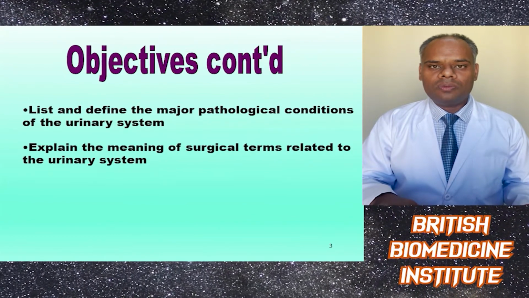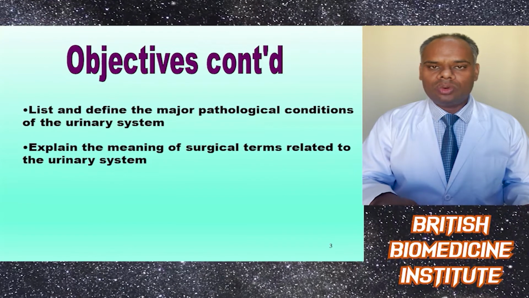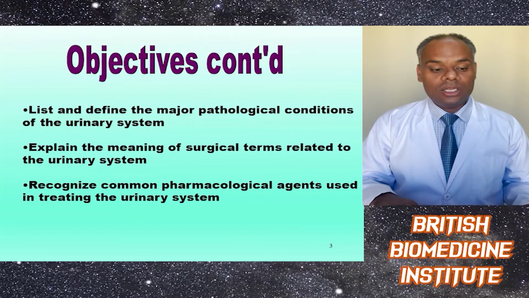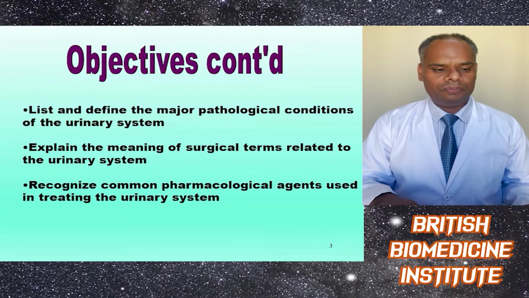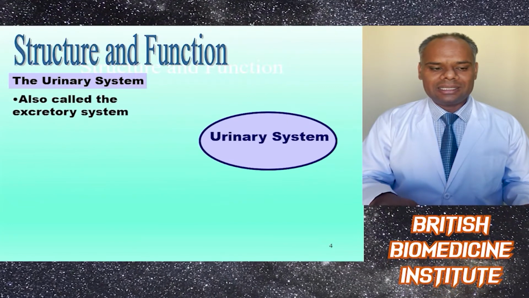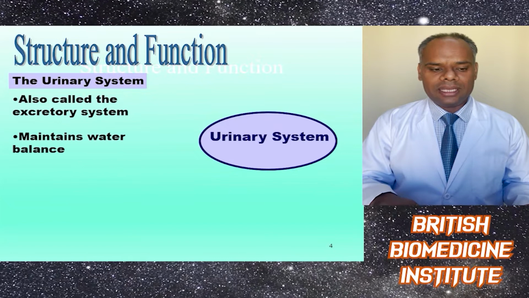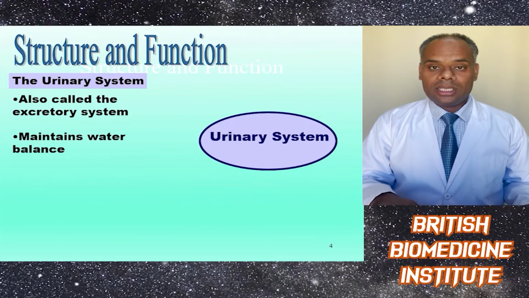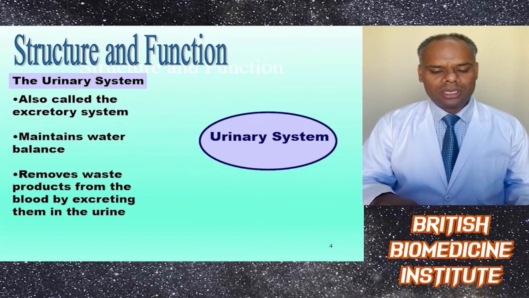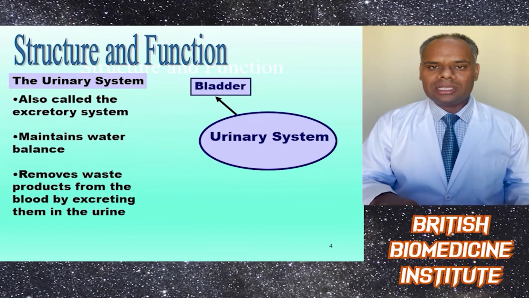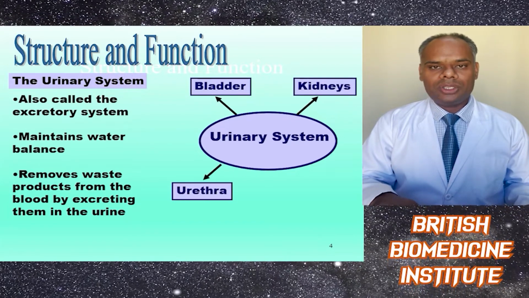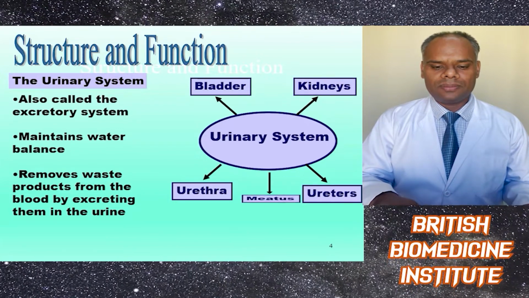Explain the meaning of surgical terms related to the urinary system. Recognize common pharmacological agents used in treating the urinary system. The urinary system is also known as the excretory system. It helps in maintaining water balance. It removes waste products from the blood by excreting them in the urine. The urinary system consists of the kidney, bladder, urethra, ureter, and meatus.